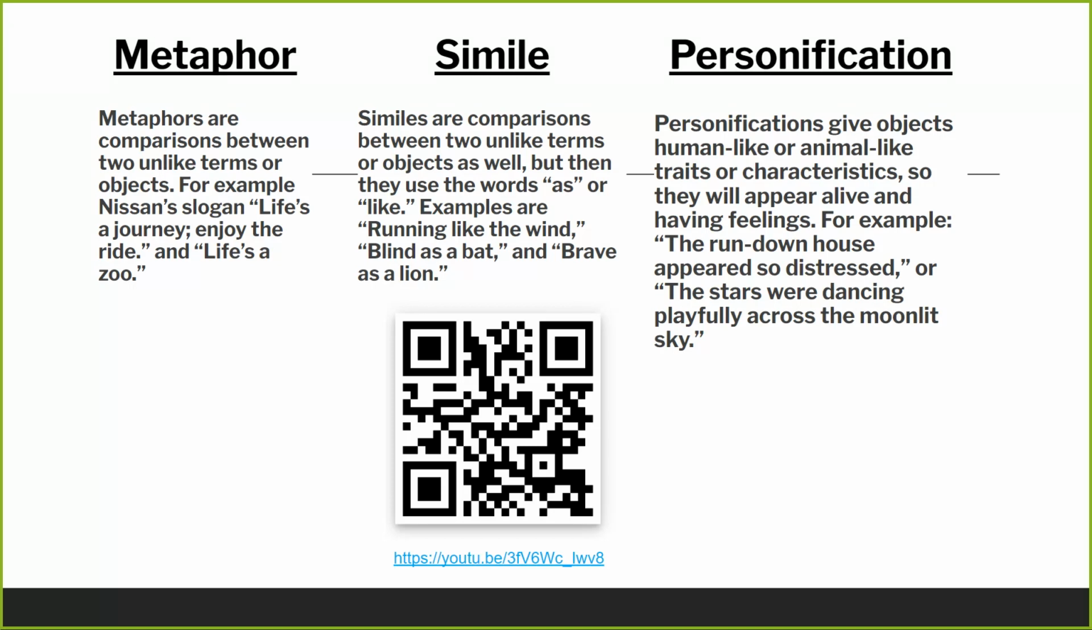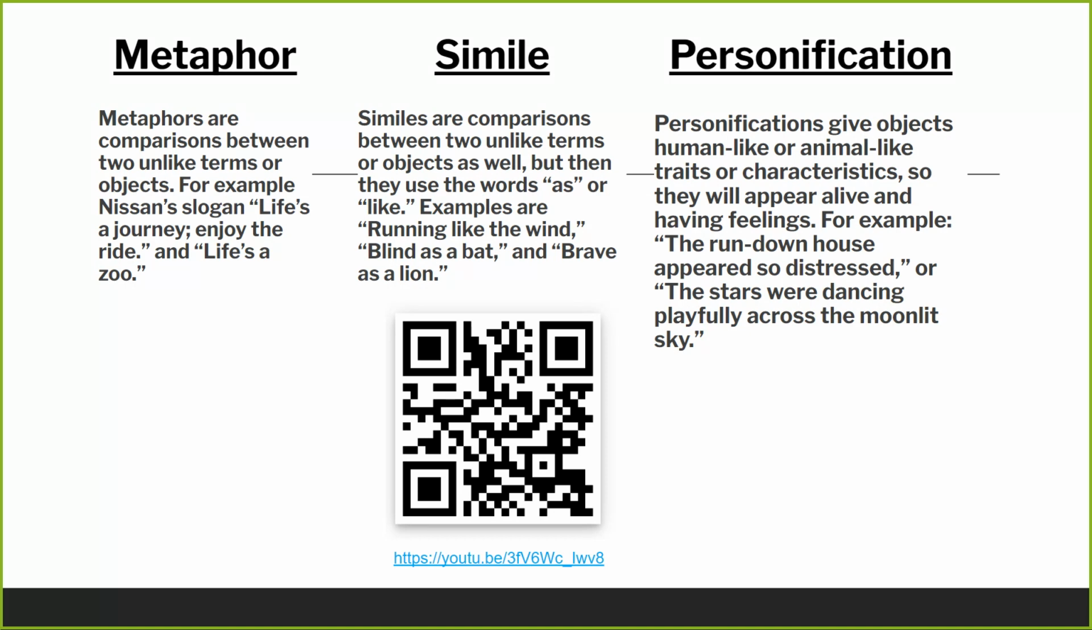Metaphors are comparisons between two unlike terms. For example, Nissan's slogan, "Life's a journey, enjoy the ride," and "Life's a zoo." Life isn't literally a zoo, but it is figuratively a zoo. Similes are comparisons between two unlike terms or objects as well, but they use the words as or like. An example would be running like the wind, or blind as a bat, and brave as a lion. Personification gives objects human-like or animal-like traits or characteristics, so they appear alive and have feelings.